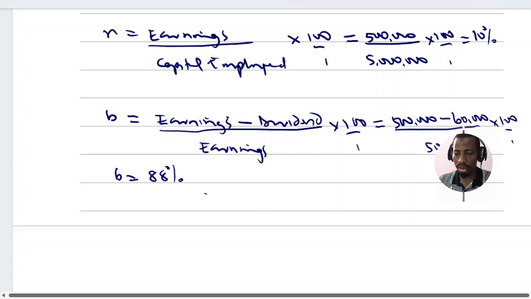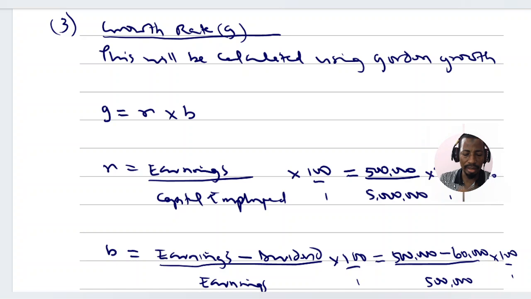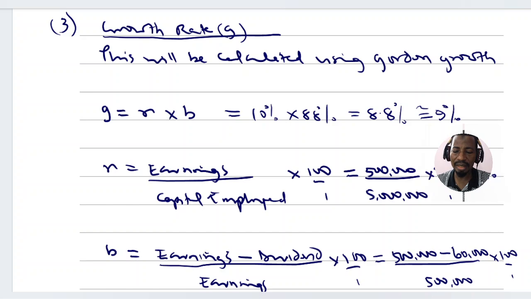So since retention is 88% and we have calculated the rate of return to be 10%, our growth rate will then be equal to 10% of 88%, which will give us 8.8%, or approximately 9%. So growth rate is approximately 9%.